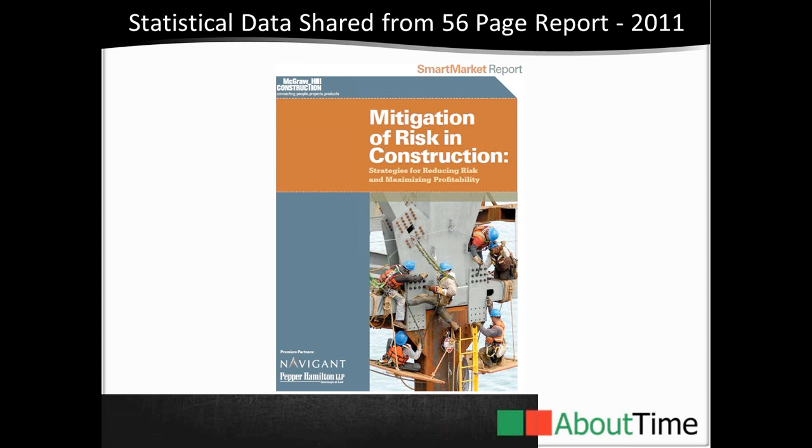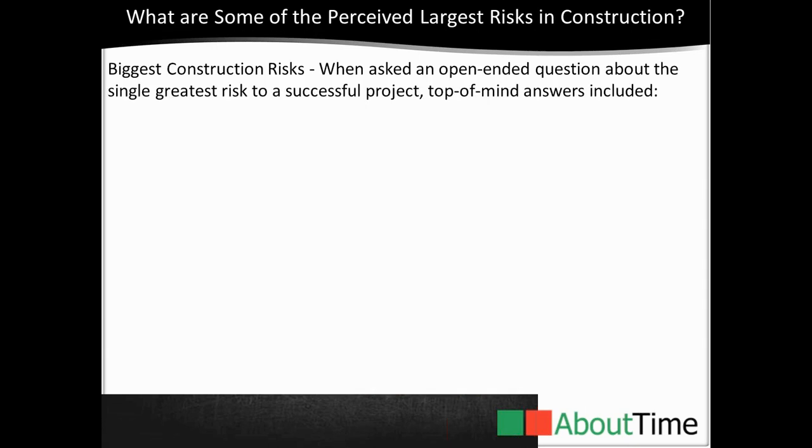Again, as I talked about McGraw-Hill, they had a 56-page report. This was actually published in 2012, but the data is from 2011, and it's called Mitigation of Risk in Construction. I won't go through all of this, but I do have a few key points. According to this document, the biggest construction risks are outlined by the companies that they surveyed, which were some of the larger firms and organizations around the nation. And with open-ended questions, here were the top-of-mind answers. First of all, in their design projects, the changes of scope or creep.